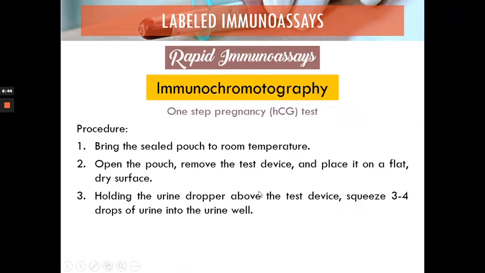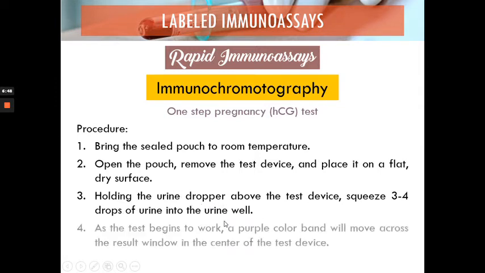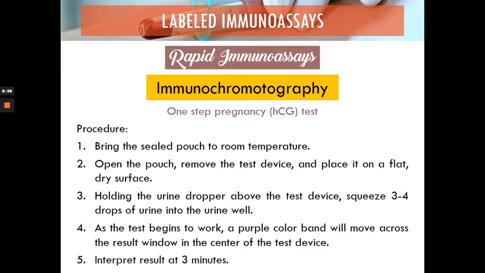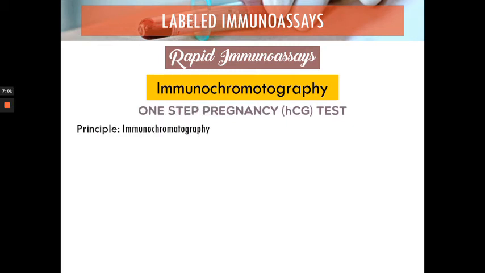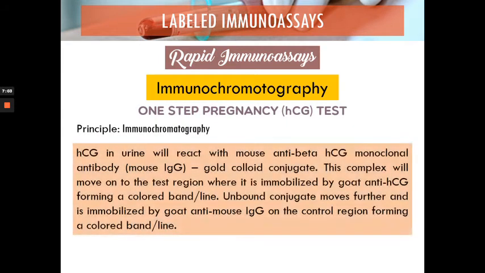Okay, so you drop the urine using the dropper into the urine well, and then the positive result is a purple color band on the test line and the control line. We interpret the result at about 3 minutes. And the principle is immunochromatography.